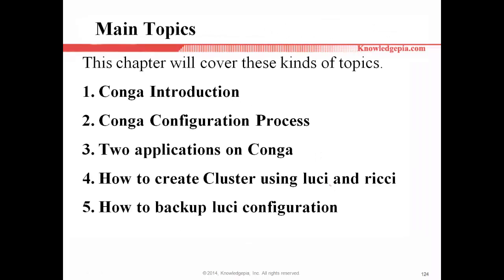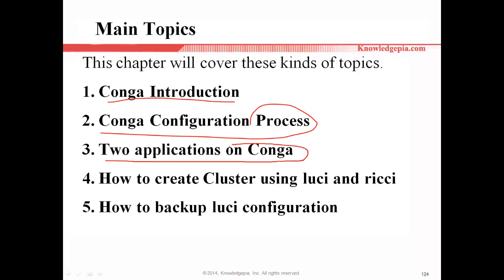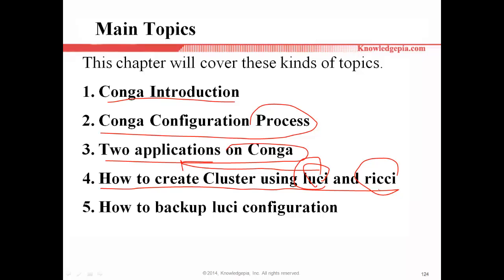Main topics, this chapter will cover this kind of topics. The Conga introduction and Conga configuration, the total process. The applications on Conga, and number 4, how to create the cluster using luci and ricci. So luci and ricci mean these two applications. Using luci and ricci, we will create the cluster. Number 5, how to back up luci configuration.